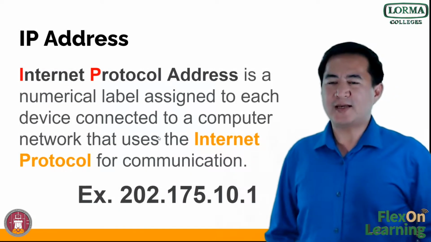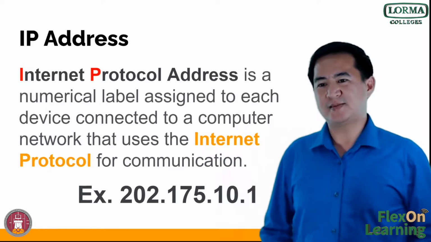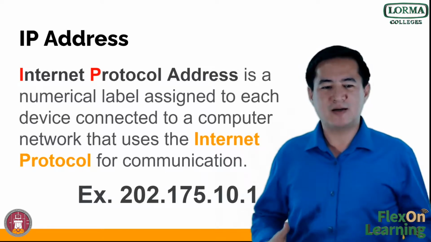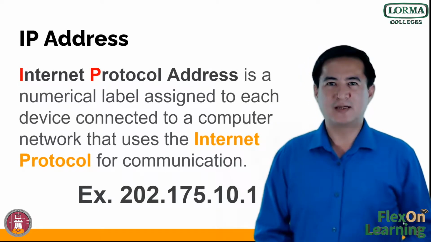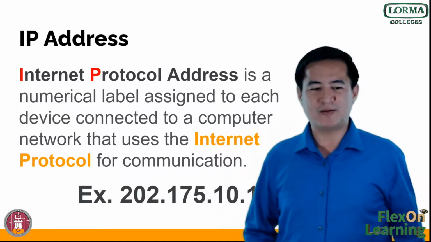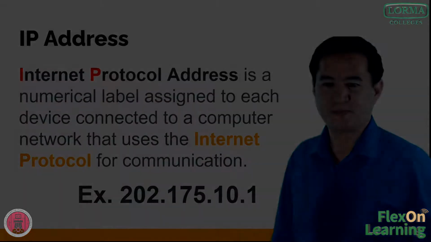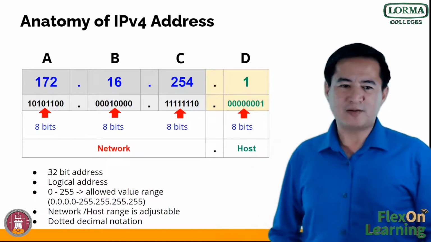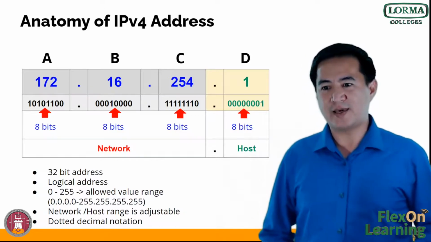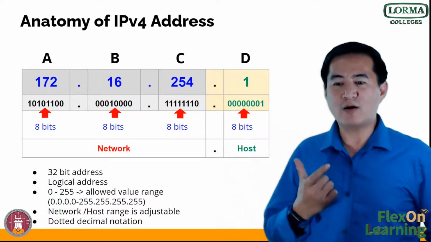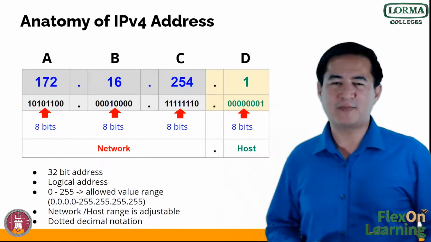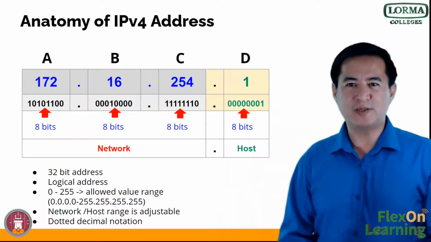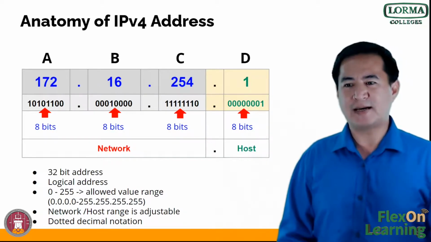By definition, an IP address is a numerical label that is assigned to a device connected to a computer network which uses the Internet Protocol for communication. An example is 202.175.10.1. When we look at the anatomy, the IP address is comprised of 4 octets. We name them here as A, B, C, and D. And each octet is comprised of 8 bits. So all in all, when you sum all the bits, you have a 32-bit length IP address.